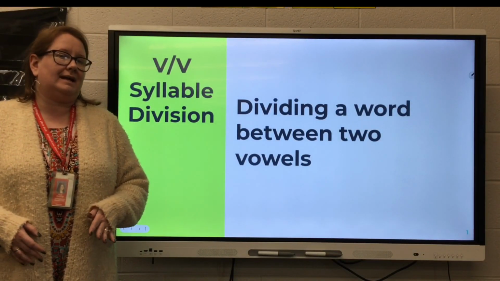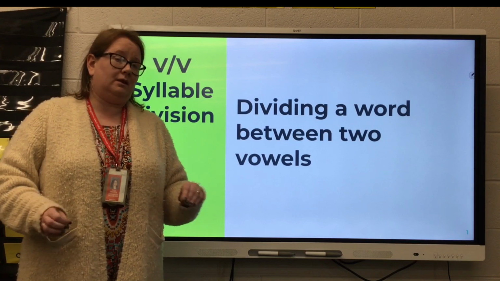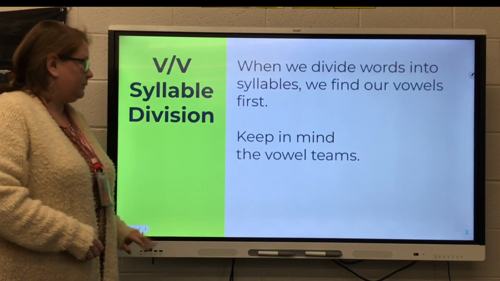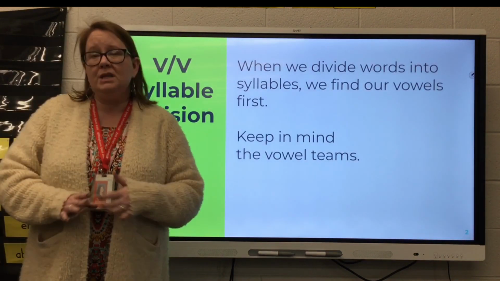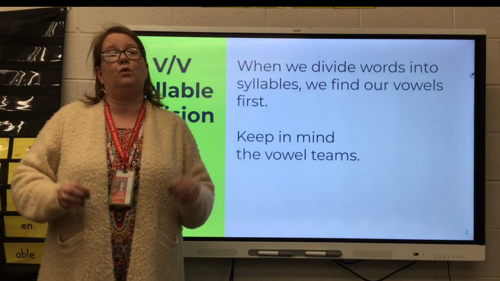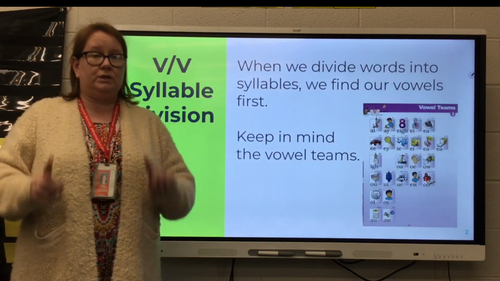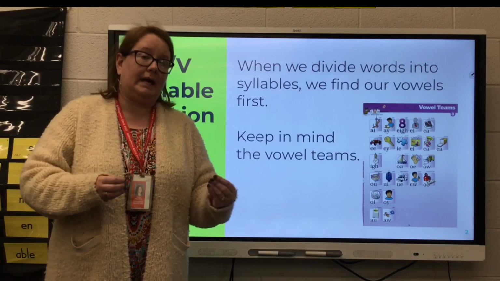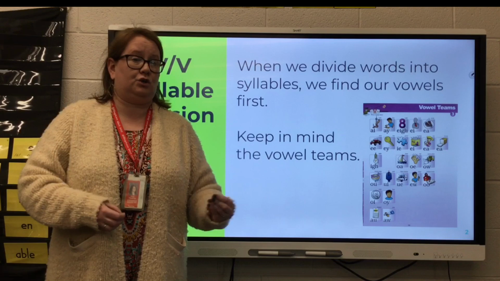Today's reading and spelling lesson is about dividing a word into two syllables between two vowels. Now, when we divide words into syllables when we're reading, the first thing we do is we always look for the vowels. Keep in mind vowel teams, because it's not necessarily a vowel letter that you're looking for, but the vowel team and the vowel sound that you're hearing.